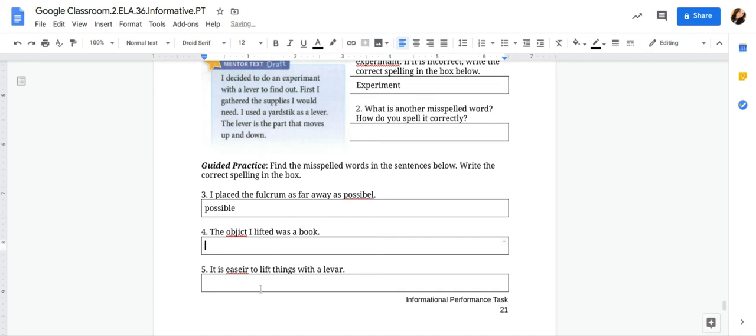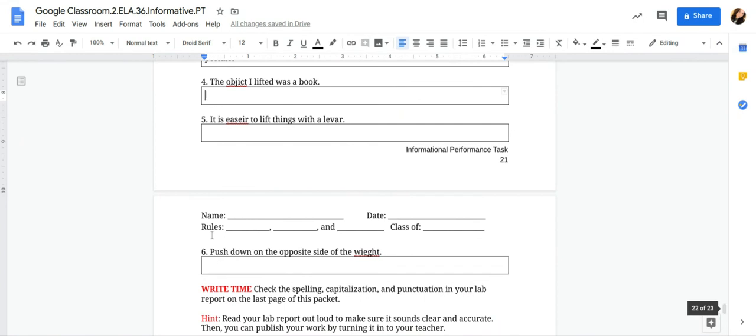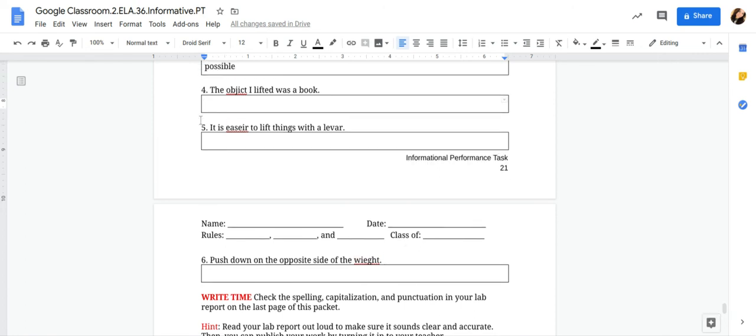Now I want you to do the next 2 by yourself. Oh, actually the next 3 by yourself. The object I lifted was a book. Make sure this word's spelled correctly. It is easier to lift things with a lever. Make sure this word's spelled correctly. Push down on the opposite side of the weight. You see where it's spelled incorrectly.